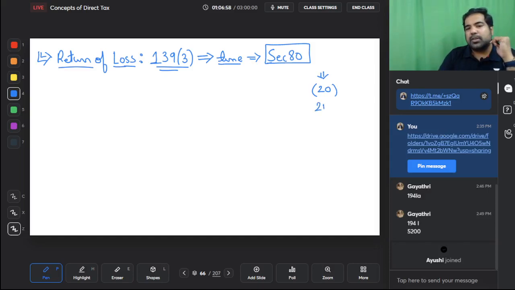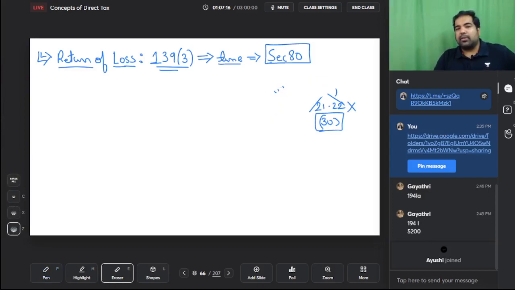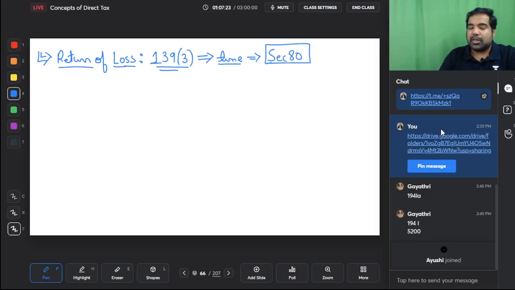Example, this is 21-22 and this is the loss, 30 is the loss of 2021. This return was filed on time, so I can carry it forward to the next year, and this return was not filed on time, so this I cannot carry forward, but 30 I can still carry forward. So basically only that year's loss cannot be carried forward, whichever year's return was not filed on time. So you better file it on time. That is what section 80 says.